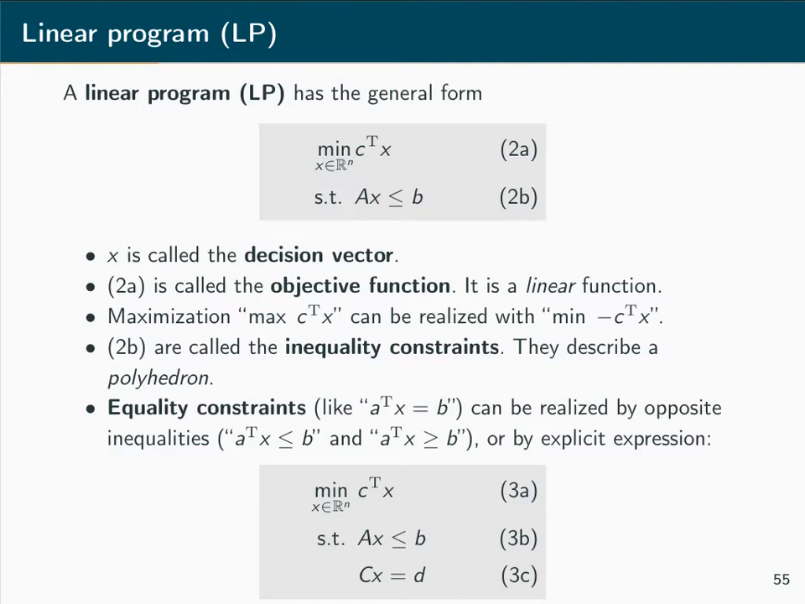Note that equality constraints, such as A transpose x equal to b, can be realized by the general form on top of the slide, by simply including two inequalities with opposite directions, so A transpose x less than or equal to b and A transpose x greater than or equal to b at the same time. Another general form of LPs includes these equality constraints explicitly by adding another set of vector equalities to the LP.